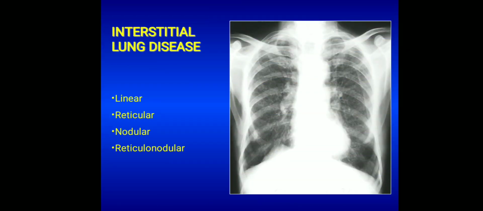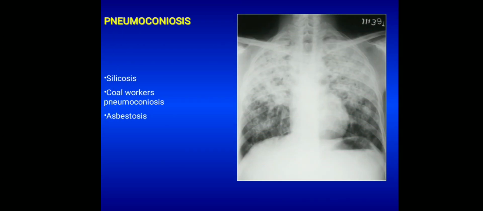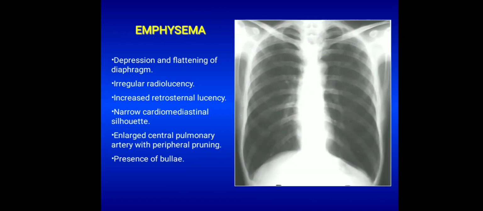So coming to interstitial lung disease. Interstitial lung disease is one of the common occupational diseases. It will present on chest X-ray in 4 types: linear opacities, reticular opacities, nodular opacities, and a mixture of reticular and nodular called reticulonodular opacities. Here you can see pneumoconiosis, which is an occupational lung disease. You have silicosis, coal workers pneumoconiosis, and asbestosis. See, the bilateral upper and mid zones are flooded by opacities. Both reticular and nodular opacities are seen. So this is a case of pneumoconiosis.